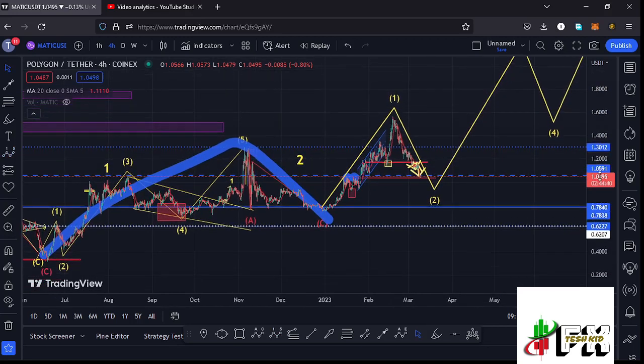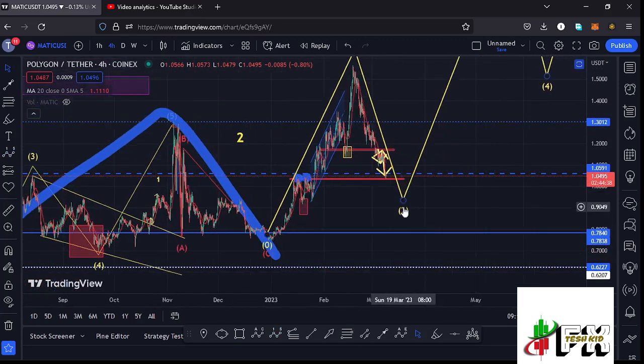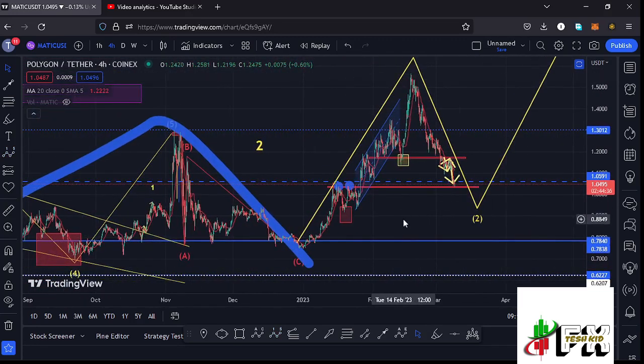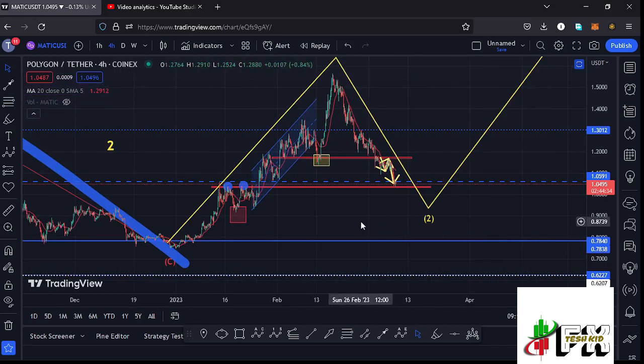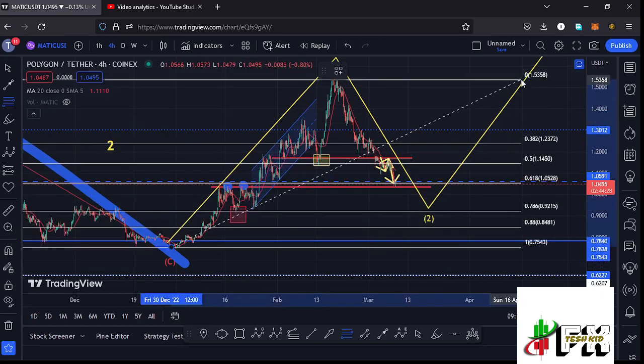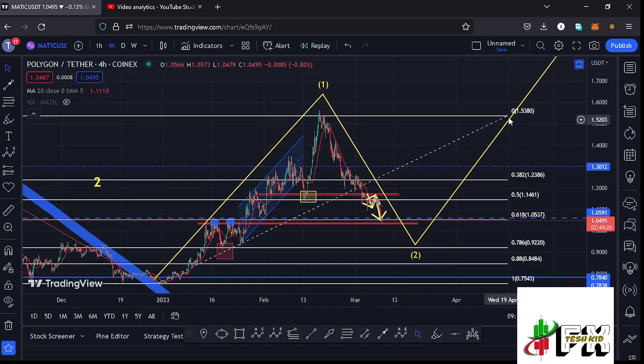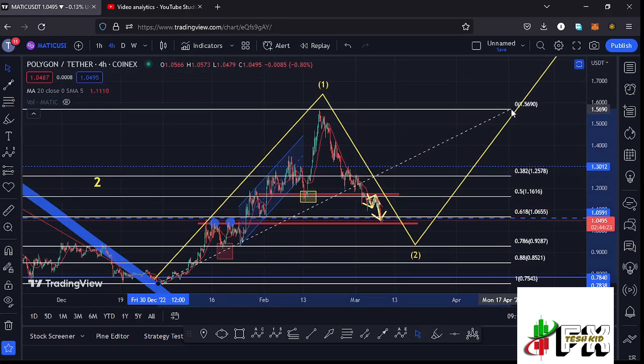And now since we are in the formation of this wave 2, we can sketch out a target area to the lower side in the formation of this wave 2 using the Fibonacci's, connecting them from the low of the second wave at around the $0.74 mark to the high that we made at around the $1.57 mark in the formation of that wave 1.